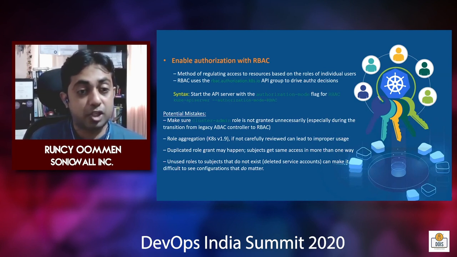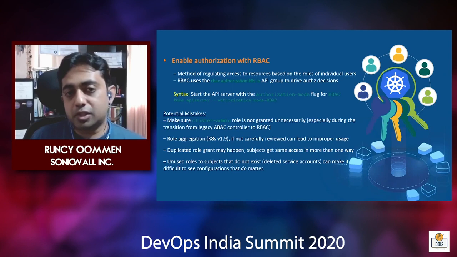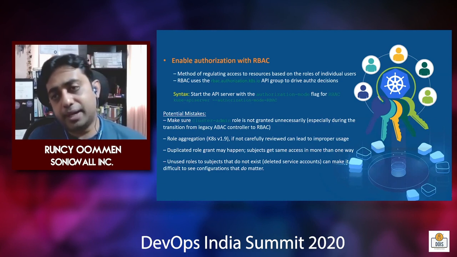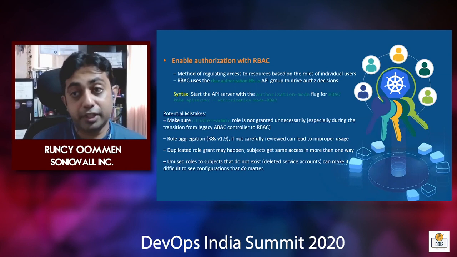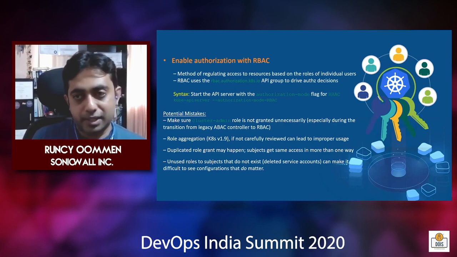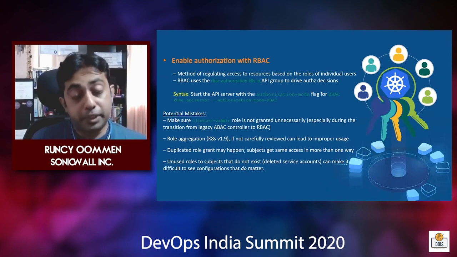more stringent RBAC mechanism. RBAC is all about regulating access to resources based on the roles of the individual users, right? So that's a very powerful paradigm to play with. Another potential mistake is that you have to prevent duplicate role grants, because you could inadvertently grant multiple overriding roles that could rewrite your whole setup, right? And do a periodic audit.